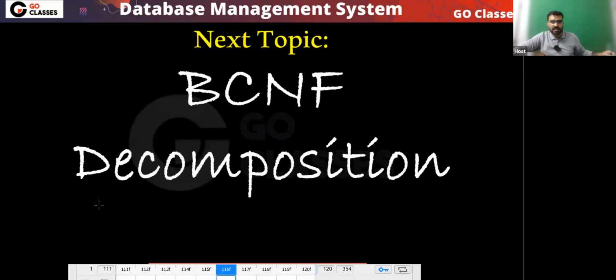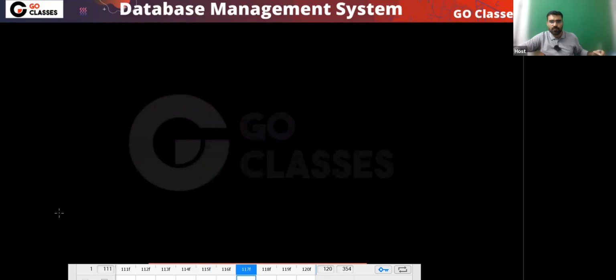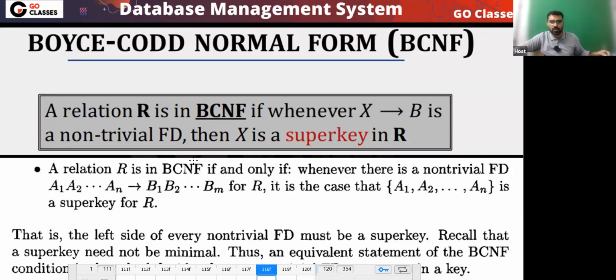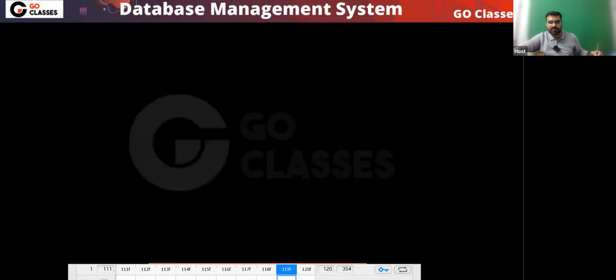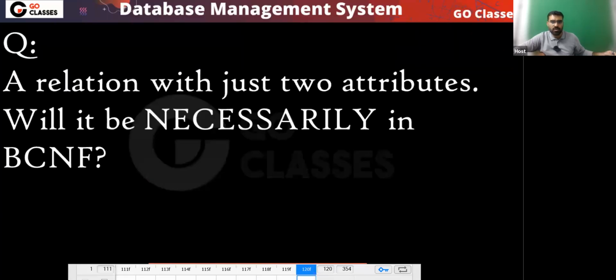Now let's see BCNF decomposition. How can you decompose a relation into BCNF? What is the definition of BCNF that you already know? A relation is in BCNF if for all non-trivial FDs X determines Y, the LHS X must be a super key. This is the definition of BCNF that we already know.